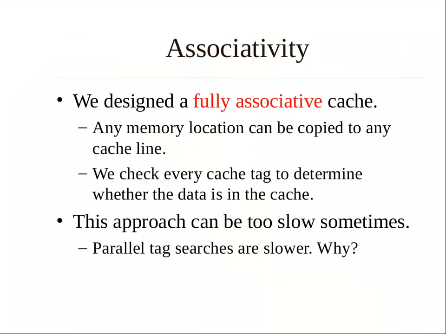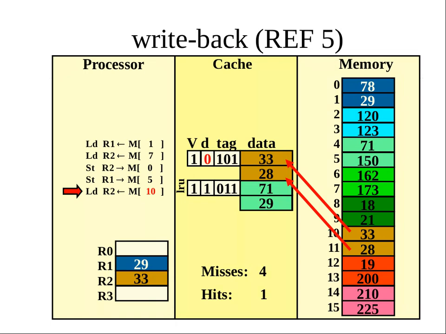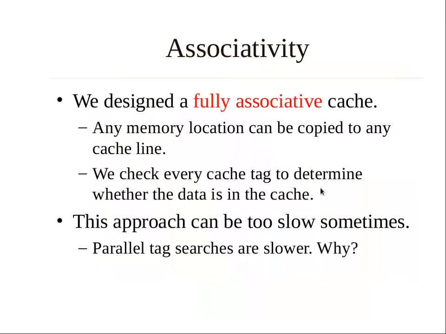Moving on. I think we're going to end with associativity and call it a day. So, the last characteristic of caches. We have so far dealt with fully associative caches. What that means is that any memory location can be copied to any cache line. So back here, any of these cache lines could have any memory reference over there.